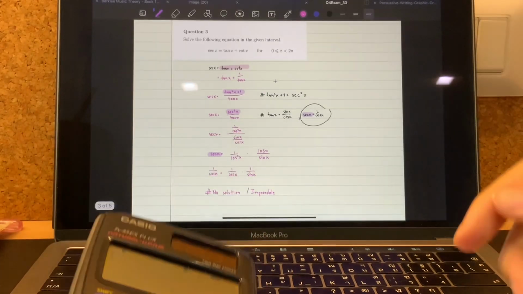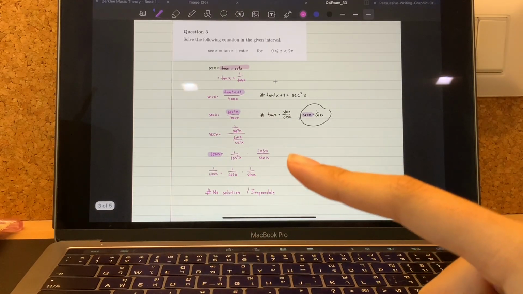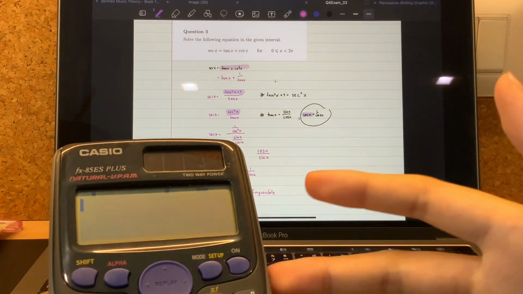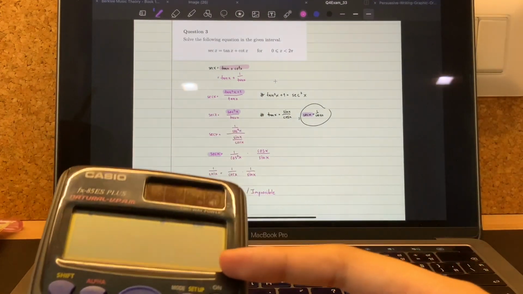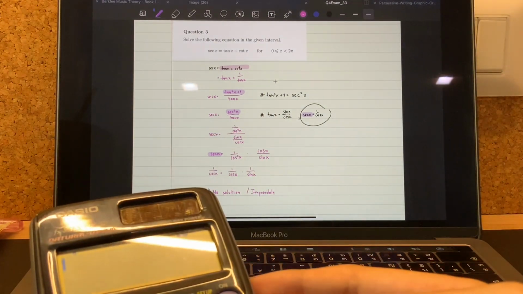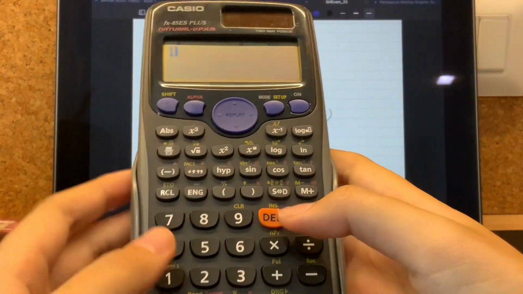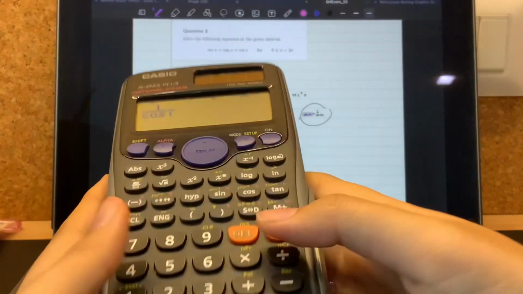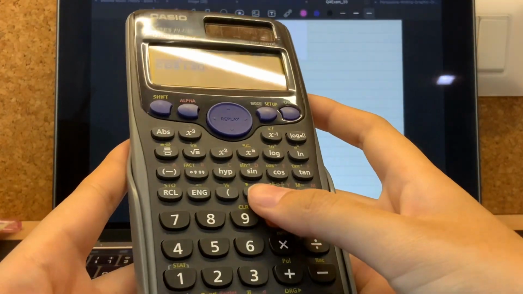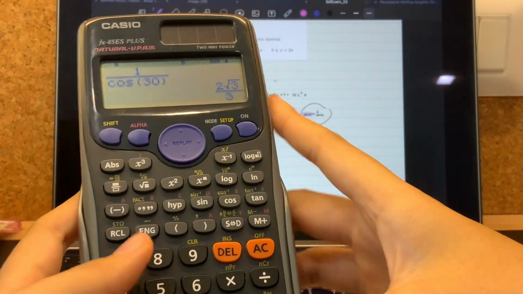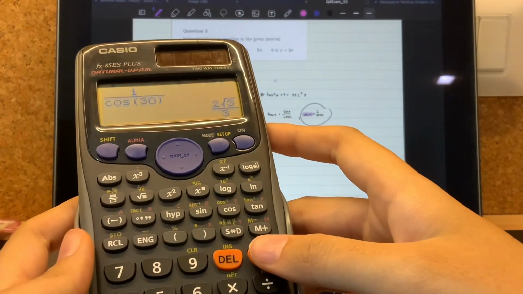Okay, and this is for question number 3 that I was proving was impossible. This one is additional work that I would like to show, that I already checked that there was no solution. Firstly, sec is 1 over cos, so I'm going to insert 1 over cos of 30. It's going to be 2 root 3 over 3. I'm going to remember this one.